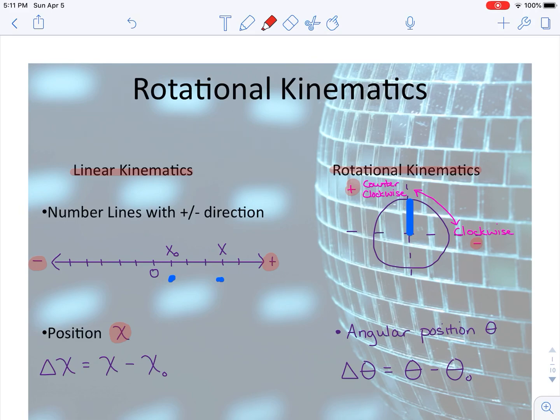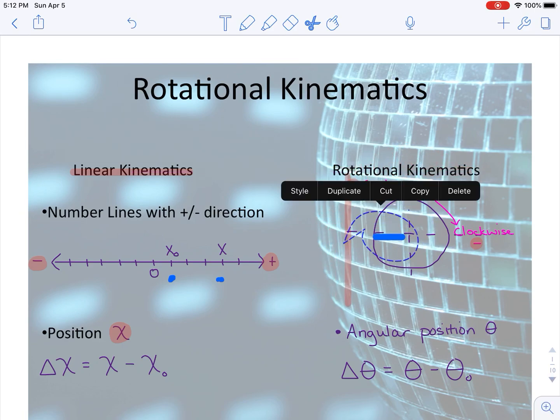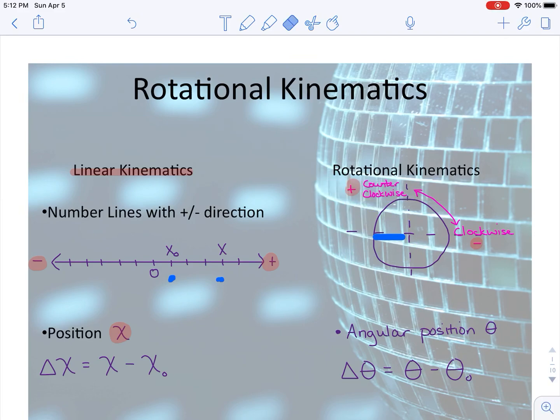So when we measure position for something that is rotating, we might start it at an initial angular position. So right now, we might say that my blue line is at the 90-degree position. If I take that and I rotate the object, didn't do a great job, but you'll have to deal with it, to the new position, we might say that that position final is at 180 degrees.